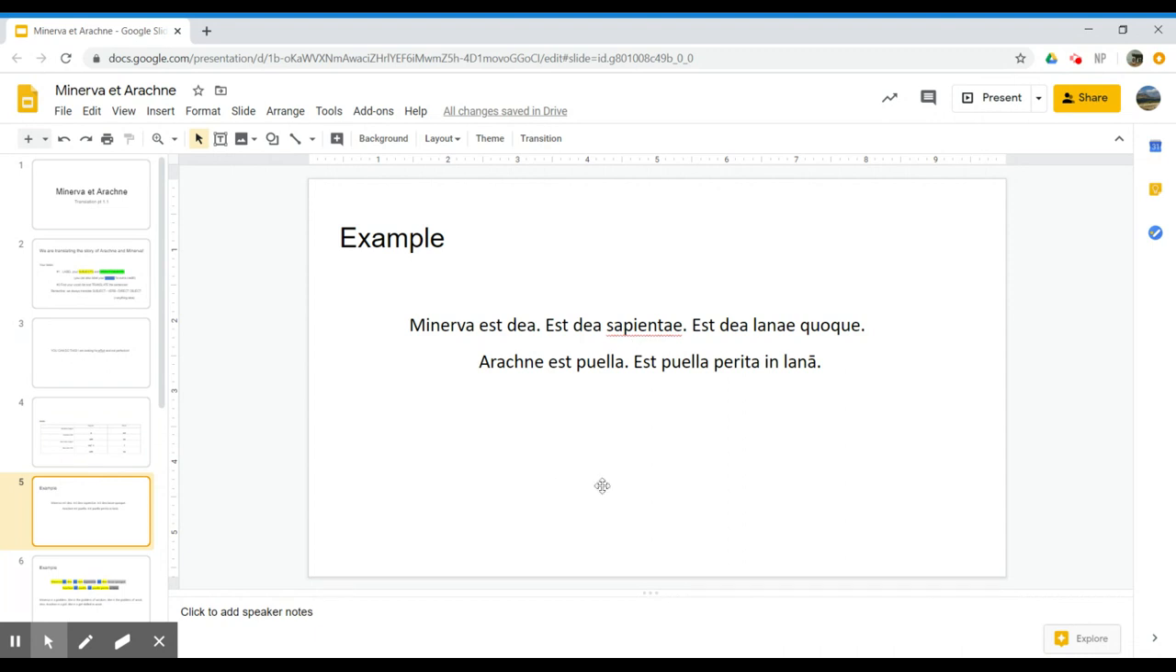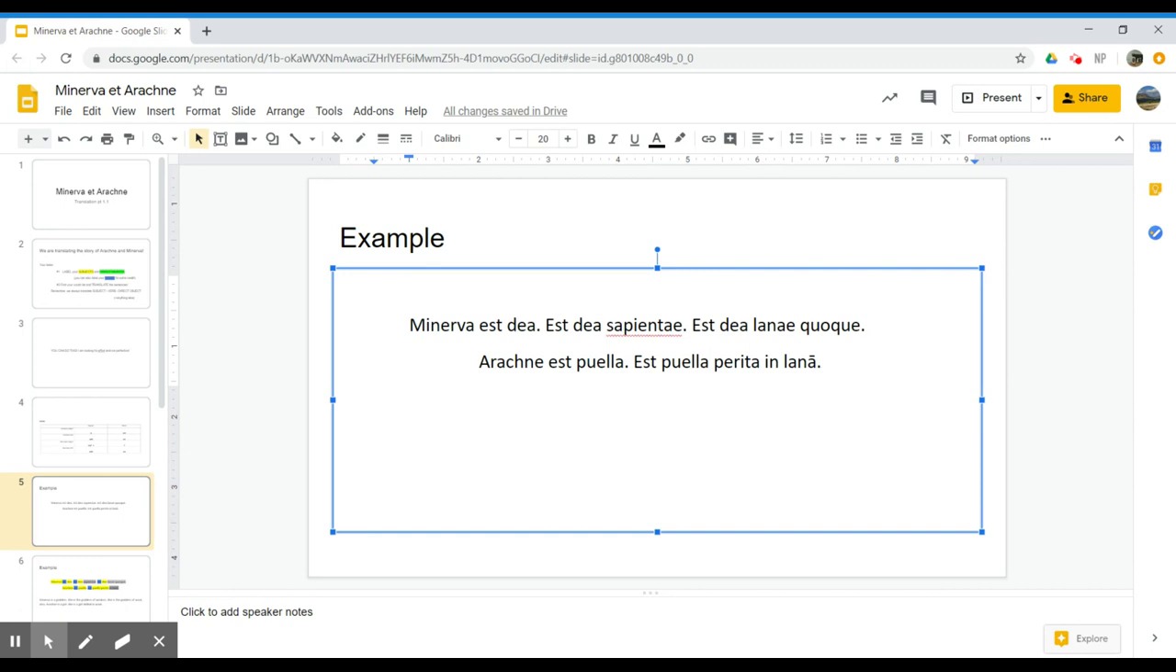I've picked a really nice, lengthy bit of the translation for me to do, just so you don't have to worry about it so much. But these are kind of short sentences, and you'll see that pretty much throughout. And I'm going to start highlighting, because that's my major task here. So the sentences say, Minerva est dea sapientiae, est dea lani quoque, Arachne est puella perita in lana.